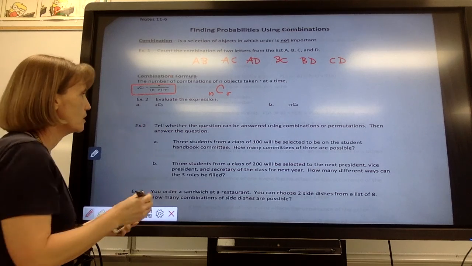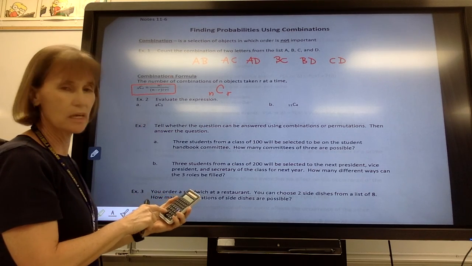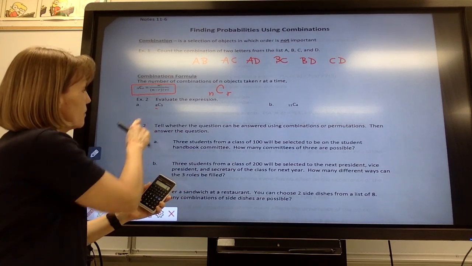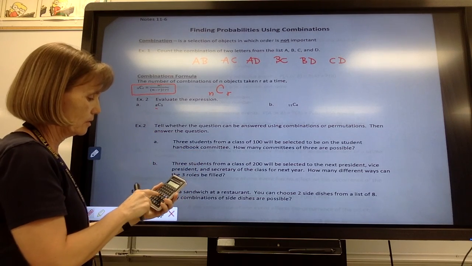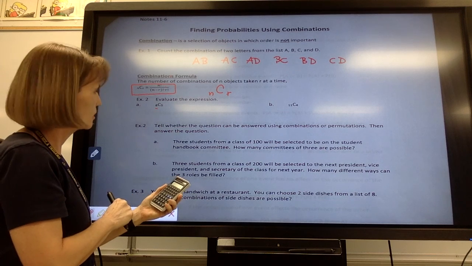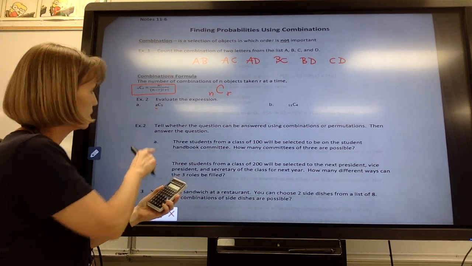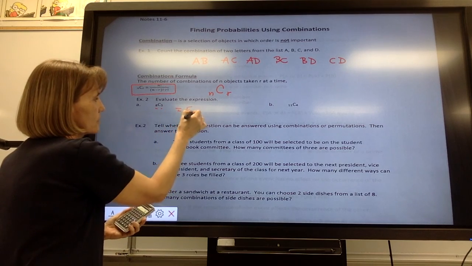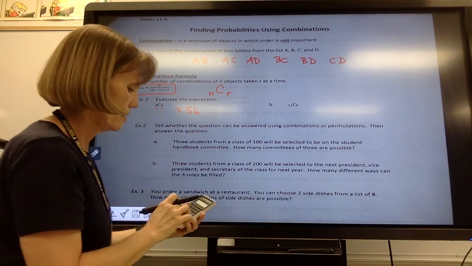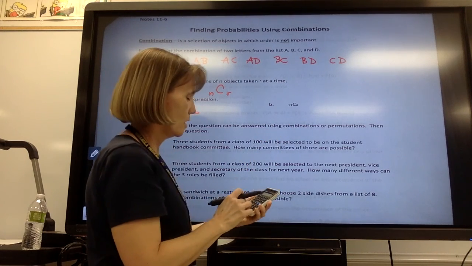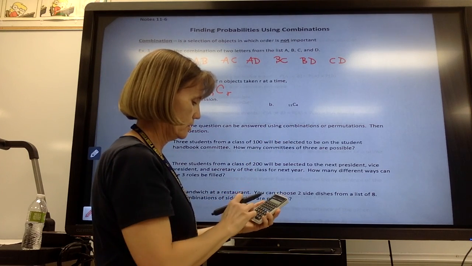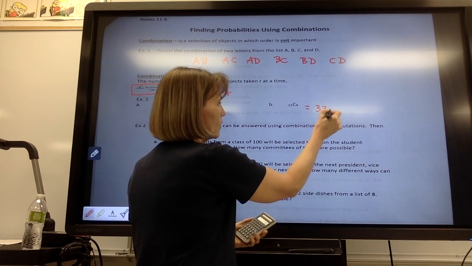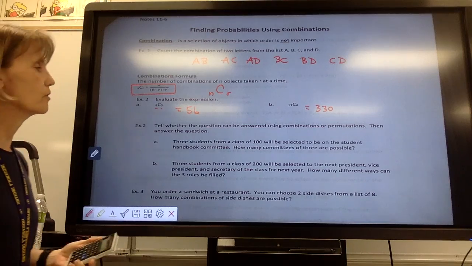So when we evaluate these on our calculators, you have a key that says nCr. It's above the 2 on my calculator. So again, I'm going to type in that first number, 8, and then I'm going to hit Shift, hit the combination key, and then type in the second number, 5, and hit equals. This comes out to be 56. If I do 11 combination 4, I get 330. So make sure you can find that key on your calculator.